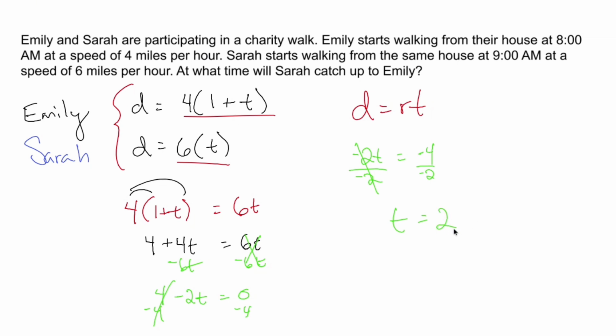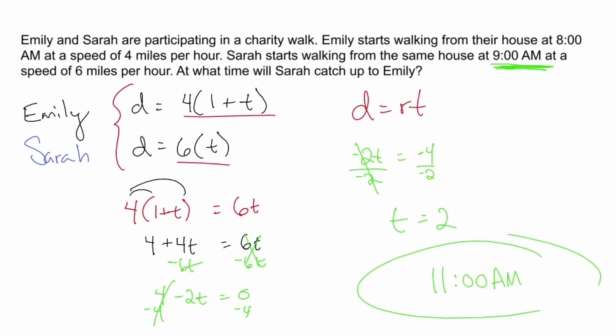So t represented Sarah's time. Sarah left at 9 a.m., so 2 hours after 9 a.m. is going to be 11 a.m., and that's when she caught up. Tricky problem, very strange. Also as strange as me trying to draw a circle and not completing it, but that's how you do it.